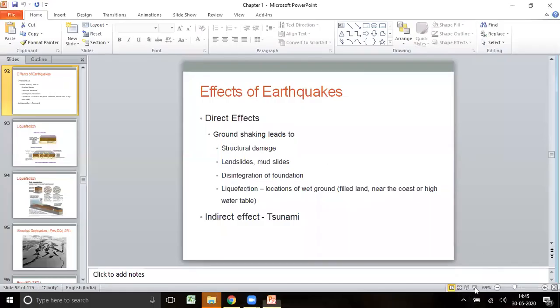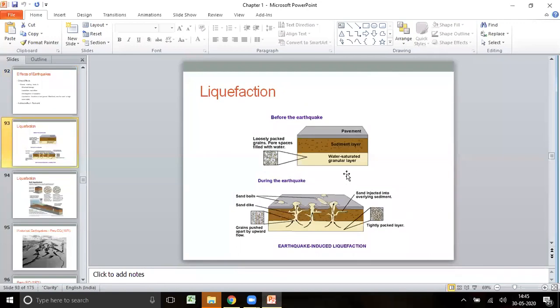The direct effects are structural damage, landslides and mudslides, disintegration of the foundation, liquefaction, and the indirect effect is tsunami. Liquefaction we know. It will happen in loose soil only, particularly loose sandy soil, very fine sandy soil only. Such type of effects will happen.